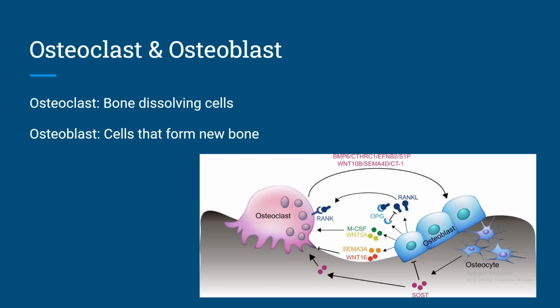There are two main cells that work inside of homeostasis, which are osteoclasts and osteoblasts. Osteoclasts are the bone-dissolving cells, and osteoblasts are the cells that form new bone.